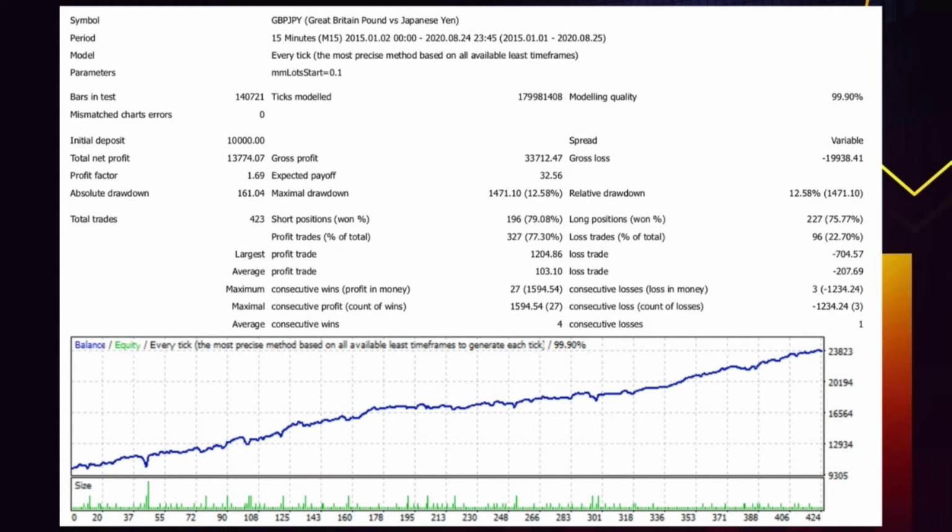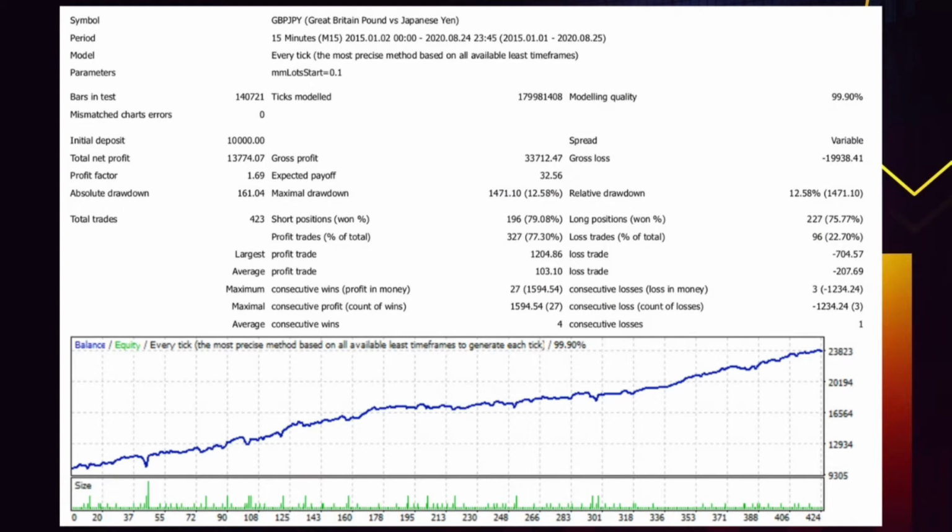So good to see that you get bigger wins, smaller losses. But you can also see there's an average profit trade of 103 versus an average loss trade. So the loss trades are larger than the average profit trades, and that's due to the money management system, which we'll talk about a bit later on.